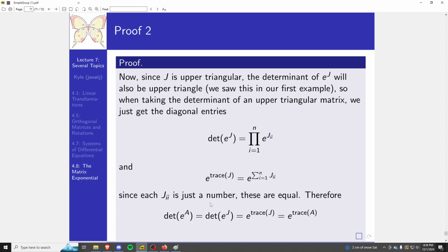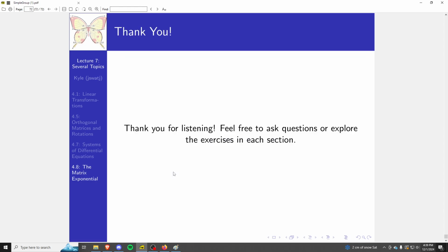That's, I would say, the hard part about it: that you have to, one, get the Jordan canonical form, and two, do it for that case because it's equivalent. And so yeah, that's it. That's the whole lecture.